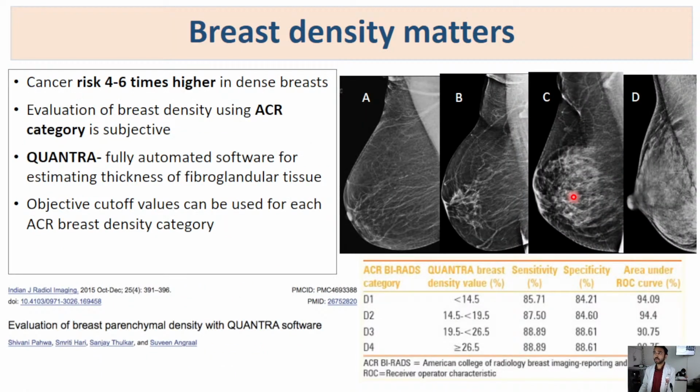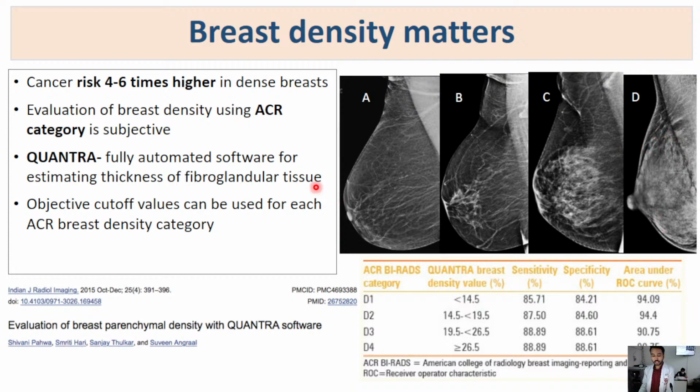So the first thing that we evaluate in a mammogram is the breast density, because it has a bearing on the cancer risk as well as the sensitivity of the mammogram. It is subjectively classified into the ACR categories. Category A includes a predominantly fatty breast; B has scattered fibroglandular densities; C has a heterogeneously dense breast; and D is an extremely dense breast.